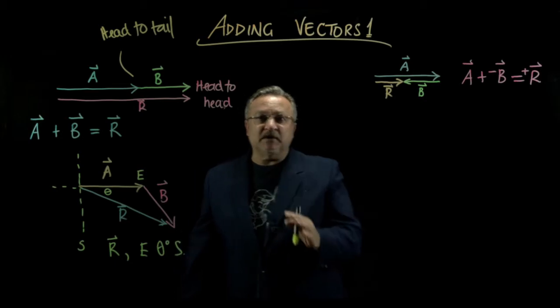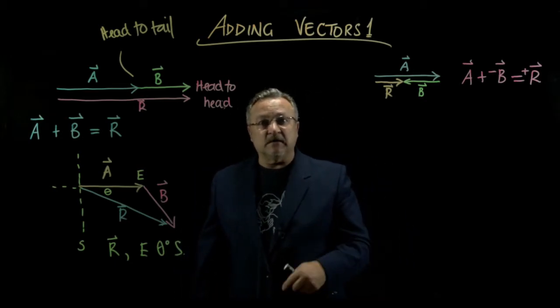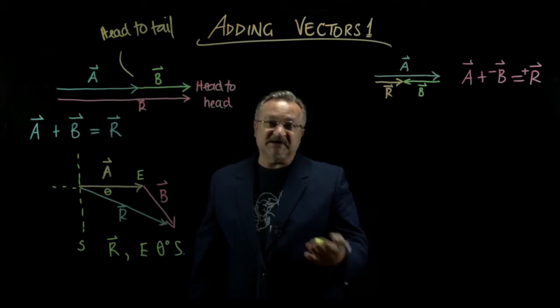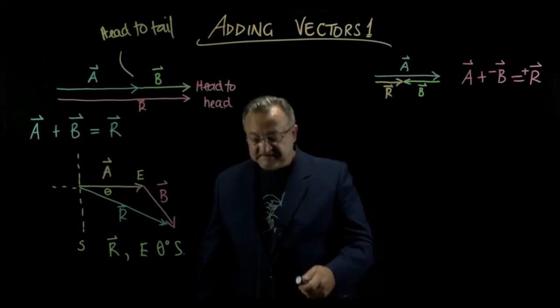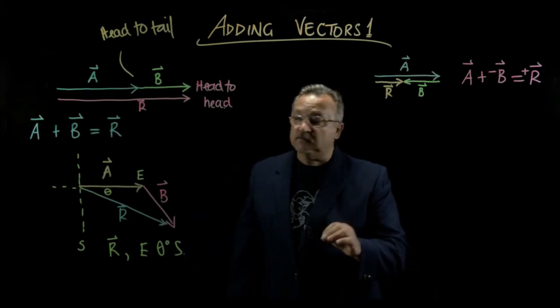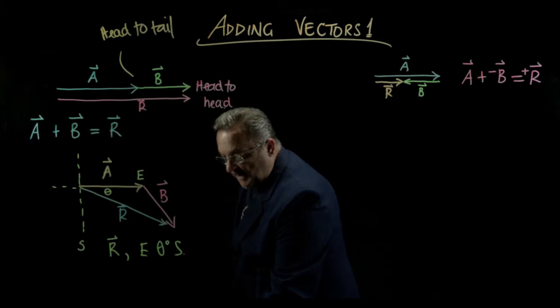Now our trigonometry is based on the SOHCAHTOA. Sine is opposite on hypotenuse, cosine is adjacent on hypotenuse, and tan is opposite on adjacent. So we're going to use those mathematical tools to determine the angle of the vector.